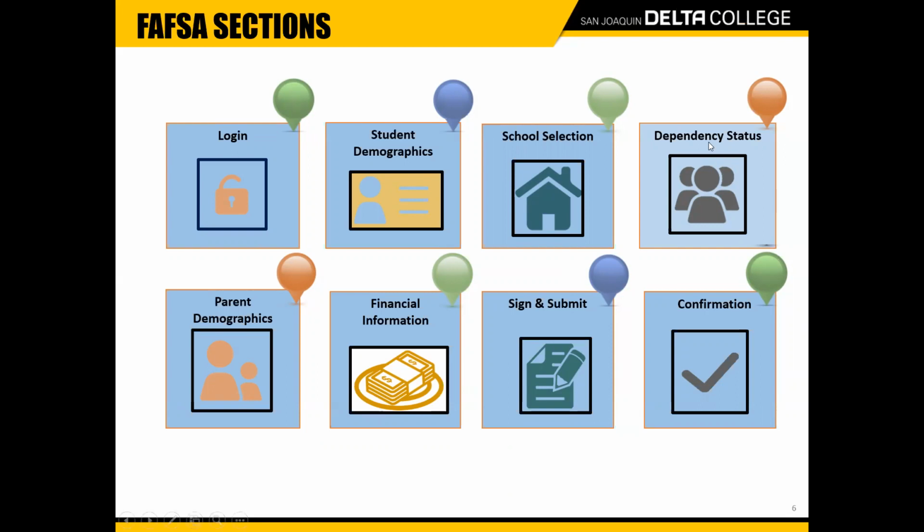It's also going to ask some questions about yourself to determine whether you need to provide information about your parents. It's also going to ask you for financial information about your parents if you have to provide information about your parents and yourself. And then you're going to sign and submit your FAFSA, and you'll receive a confirmation message at the end, letting you know that your application has been submitted.